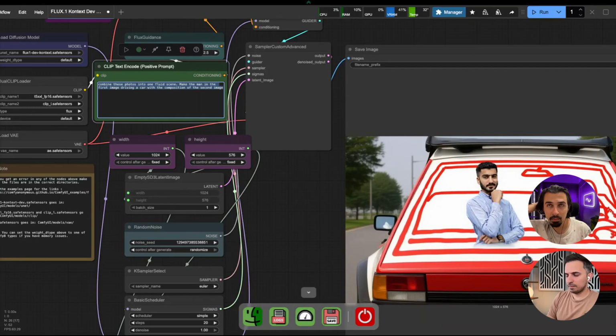It could be. Why don't we start with the composition? Create a fluid scene with the composition of the second image. A man is driving a car. Fluid scene with the car. So, okay.